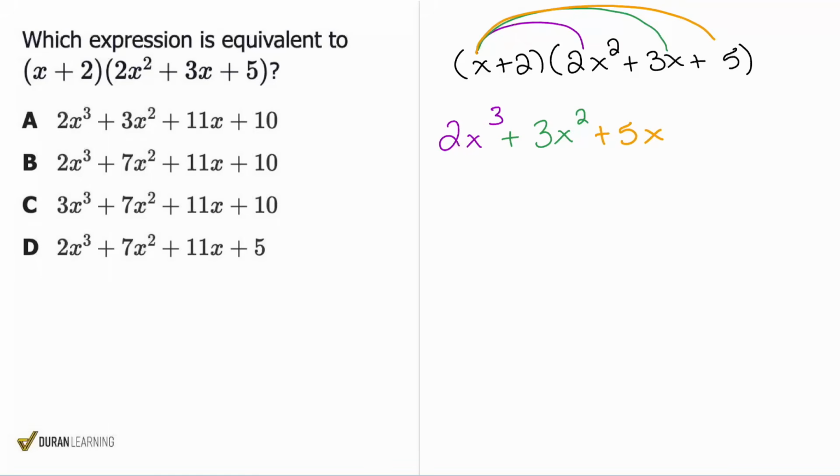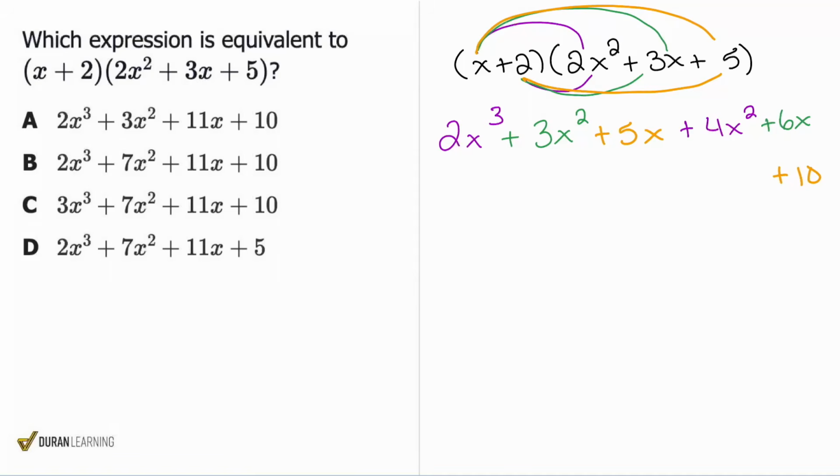Then part 2. Now we're dealing with the 2. We'll have the 2 multiplied by the 2x squared. That'll end up being 4x squared. Boom, 4x squared. Then up next, 2 times 3x, 6x. And then lastly, we have 2 times 5, and that'll be 10. So allow me to just take the 10 and slap it right here at the bottom. Boom, there we go. And now what we're going to do is combine like terms.